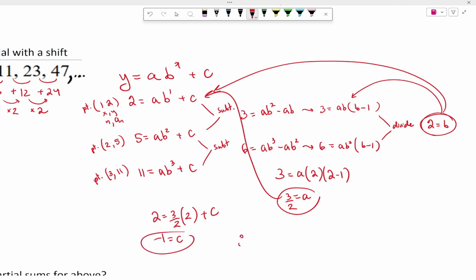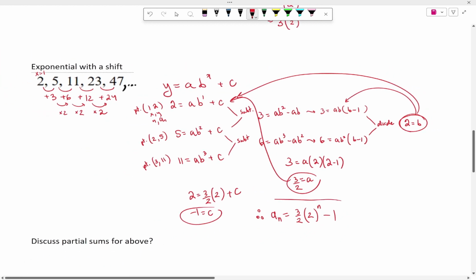-1. And so therefore, let me convert it to the terms. So instead of y, I'll use an. Instead of x, I'll use the n. So a is 3 over 2, base is 2, exponent is n, and then -1. Okay, so that's a way to develop a pattern like that.